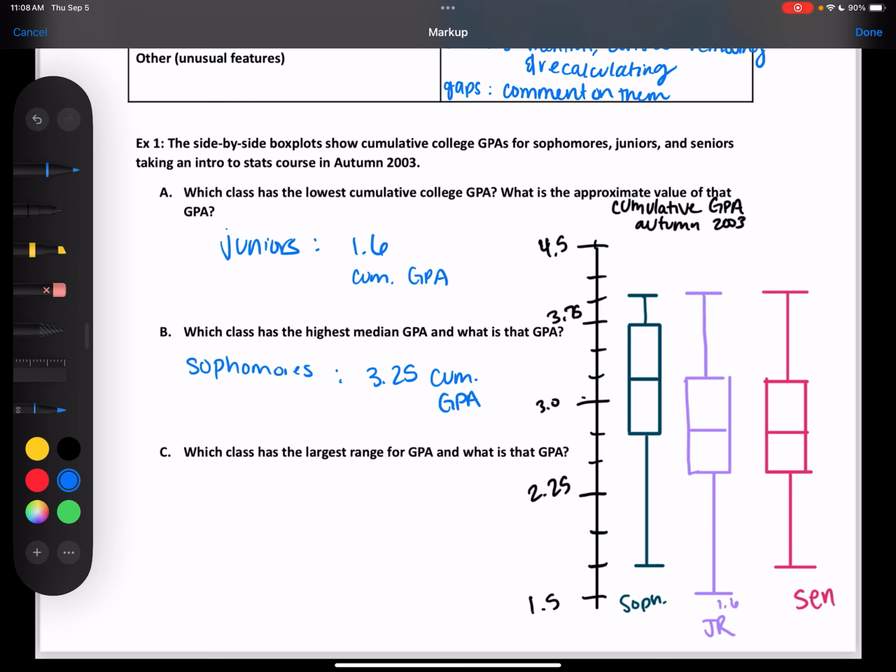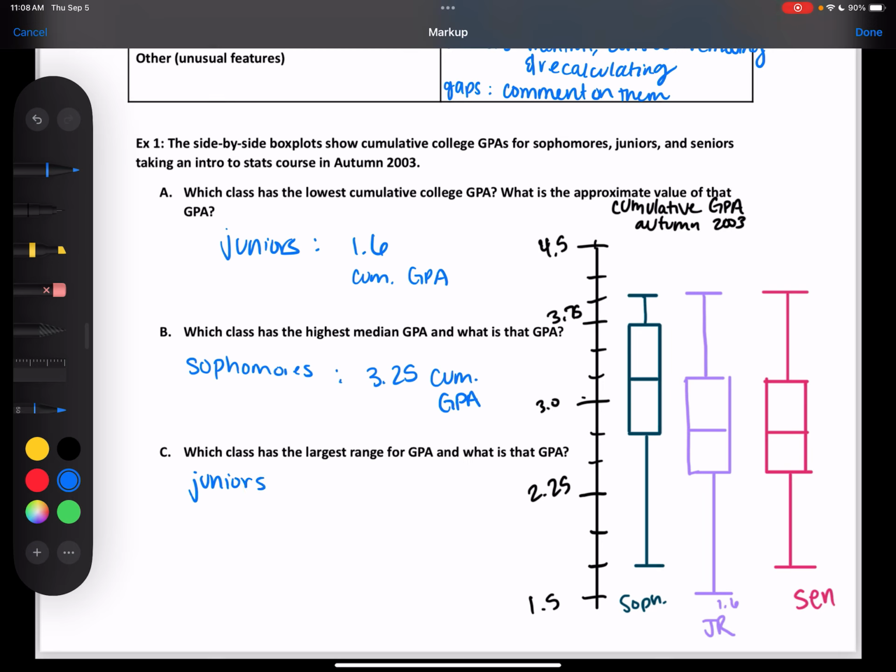All right. Which class has the largest range for GPA, and what is that GPA? The juniors? Okay, why? Just because they have the longest line, I guess. Yeah, so we can tell from the line that it's the longest one. All of these, even though they're not exactly even, are at the same level of a 4.0 right here, just so you know. And so the juniors for sure.